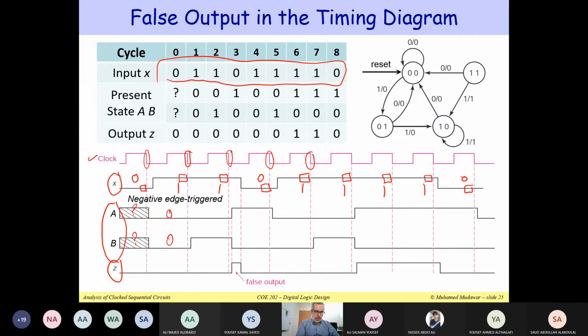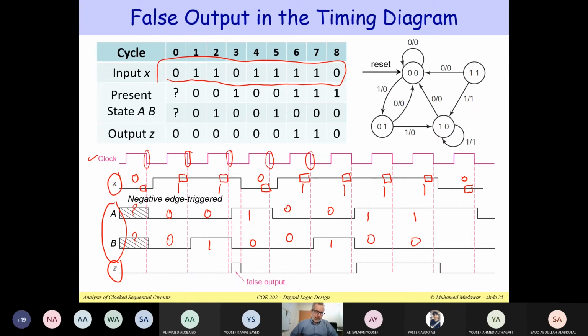Then when you apply X is equal to 1, this becomes 0, 1. Then next cycle, this becomes 1, 0. Then this becomes 0, 0. Then 0, 1. Then this is 1, 0, and so on. So this is basically the state, which is represented by two state variables A and B. These are the outputs of the flip-flops. So we can see how the flip-flops are changing.